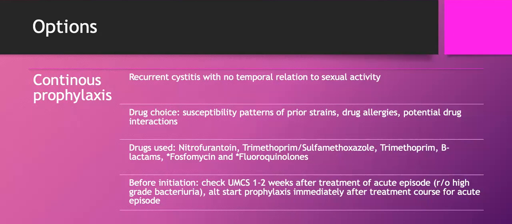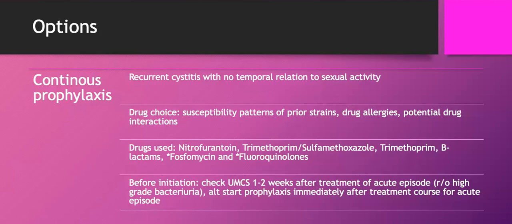And the drugs that are often used are nitrofurantoin, Bactrim, or trimethoprim alone, and beta-lactams. I put a star next to fosfomycin and fluoroquinolones because they're not routinely used, and especially with fosfomycin, there's not much data on how it's actually used or the duration and the doses for prophylaxis. So it's not routinely used, and fluoroquinolones come with their own complications, and they are basically used if the other drugs fail or there's resistance to other drugs, and it's the only option that you have available to you.